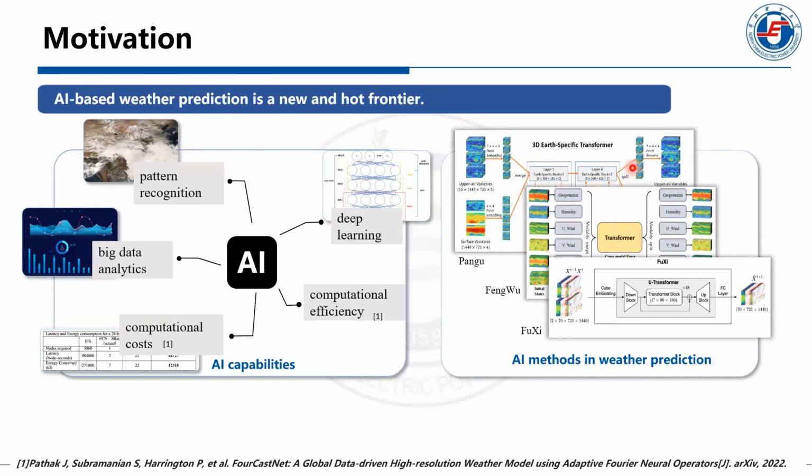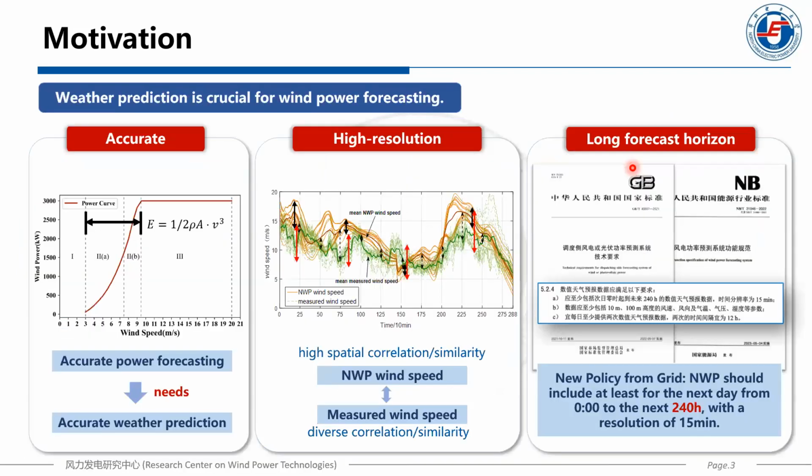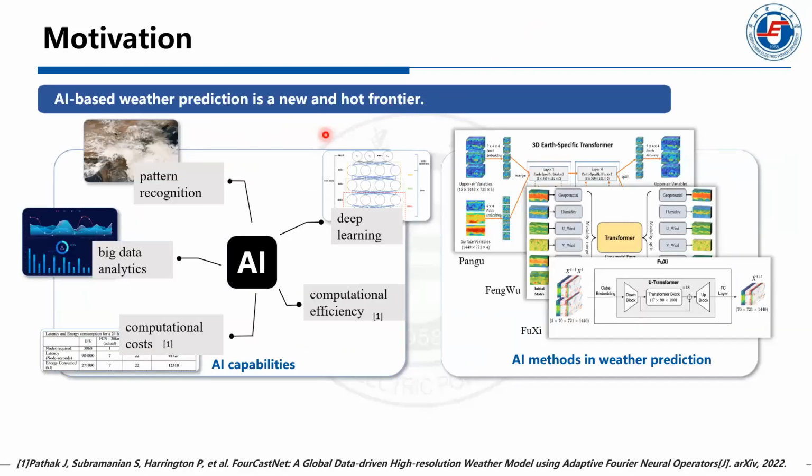AI weather prediction is a new and very hot frontier, hoping to solve the challenges for those above problems. And now we can see Pangu, Fengwu, Fuxi, and many large-scale weather prediction models have been launched and published, and even tested in different institutions and departments.